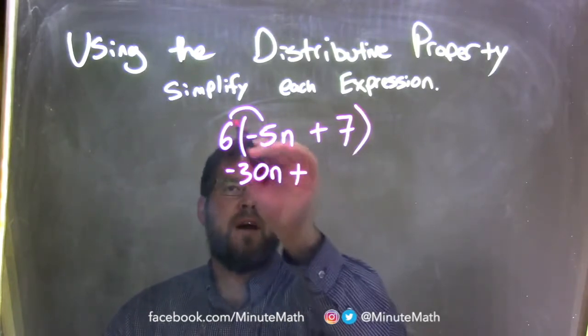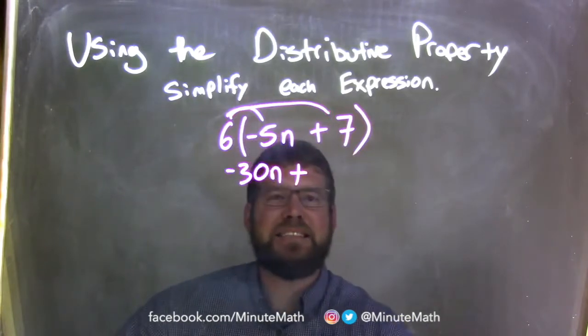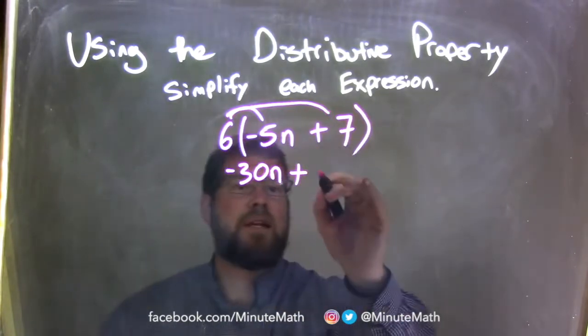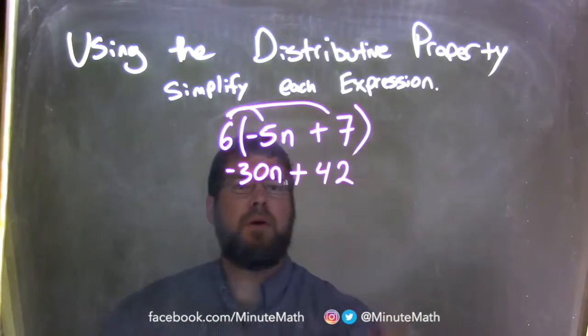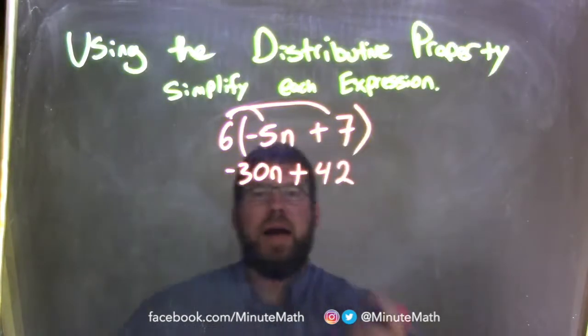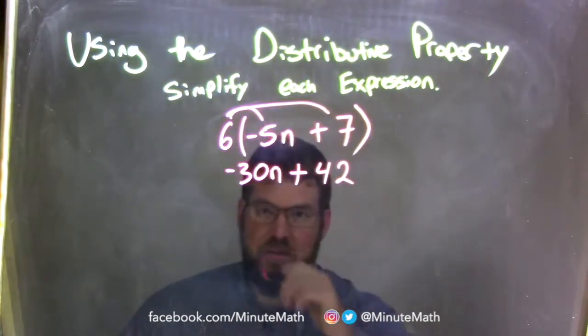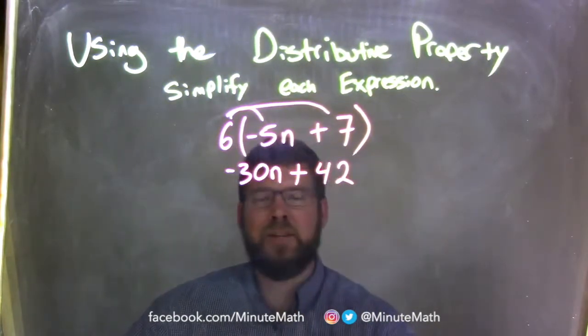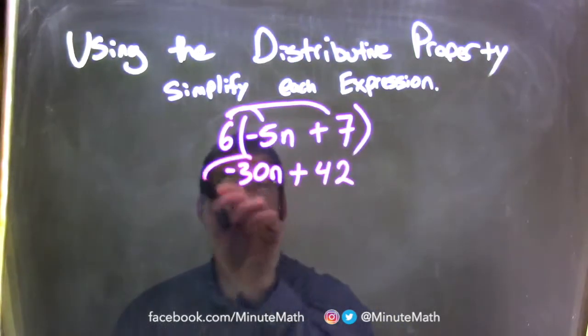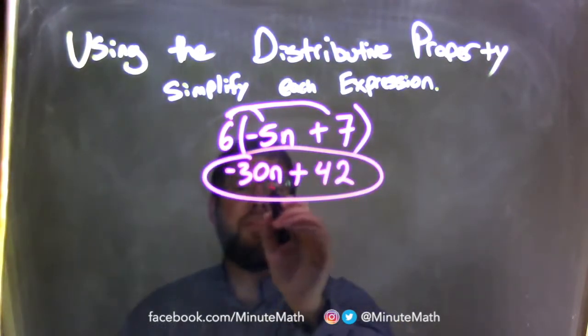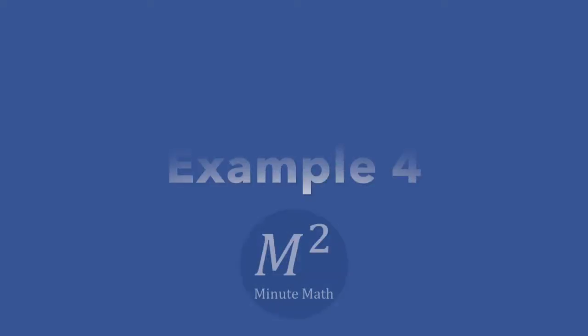Bring down that plus sign. Distribute the 6 times 7, which is 42. So now we think about, okay, how can we combine these two terms? Is there a way? And no, they are not like terms, and so actually we are done here. This is our final answer, -30n plus 42.